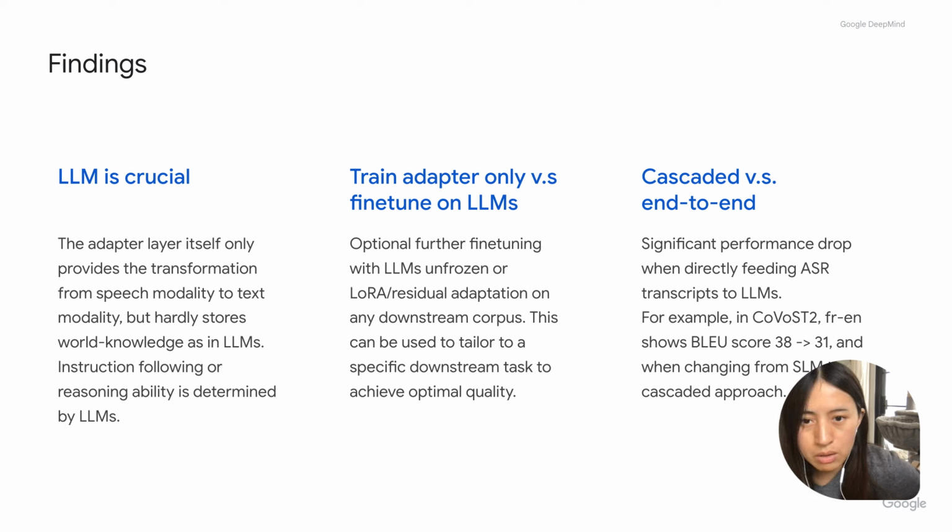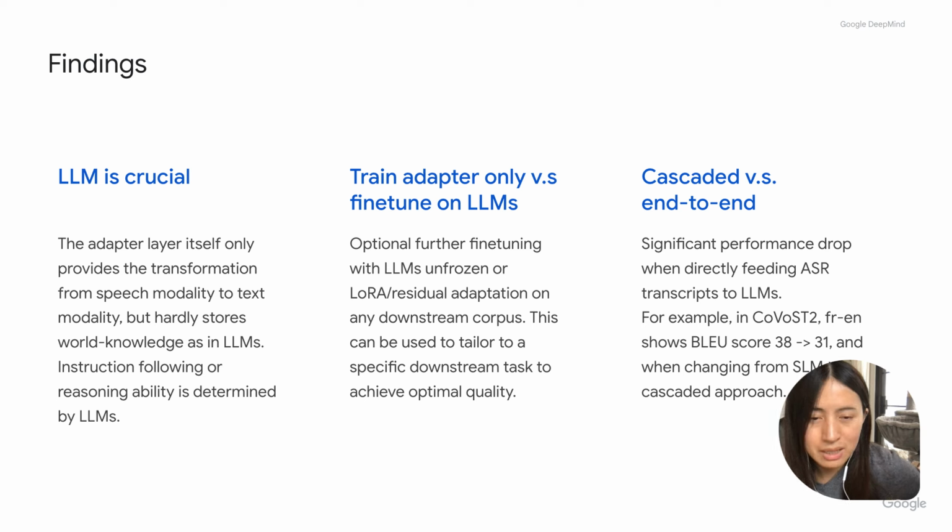We show that we only train the adapter versus fine-tuning the LLM as well. So optional further fine-tuning with the LLM frozen definitely boosts the performance, as we see in the ASR and the AST cases. Also, we can use adapters such as LoRA and residual adapters to behave similarly to fine-tuning the LLM without unfreezing the weights of the LLM itself. And this can be used to tailor to a specific downstream task and then to achieve the optimal quality.